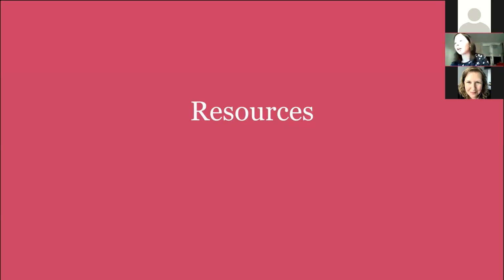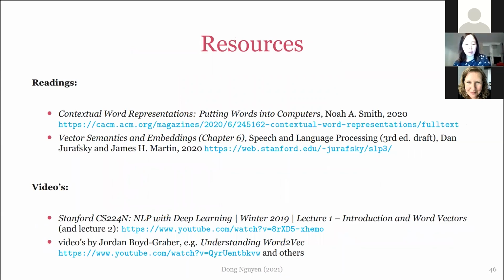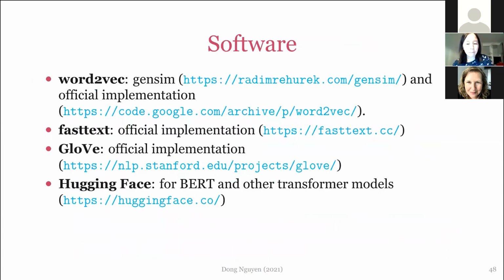I have some resources and I'm happy to share the slides with you later as well. So here are two papers, or a chapter and an article, that are both quite accessible, at least more accessible, I think, than the original papers. Especially the first one is written for a general audience. And here, these are mostly Python implementations, but for R, there are also many implementations available to train your own word embeddings or to reuse existing ones.